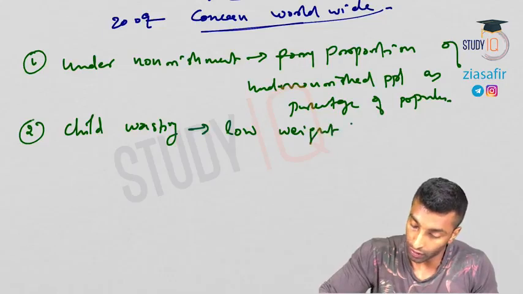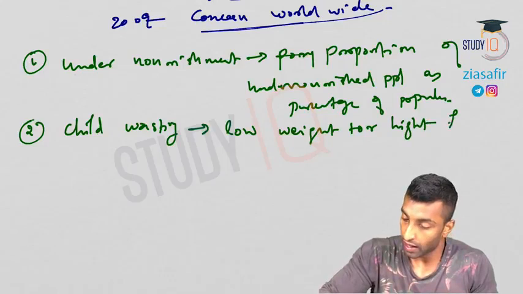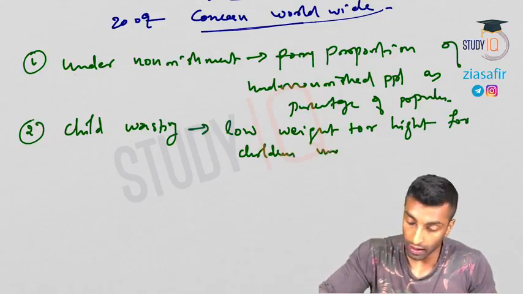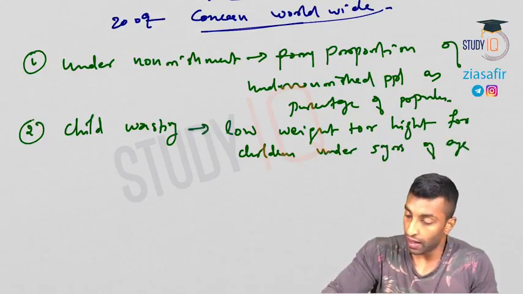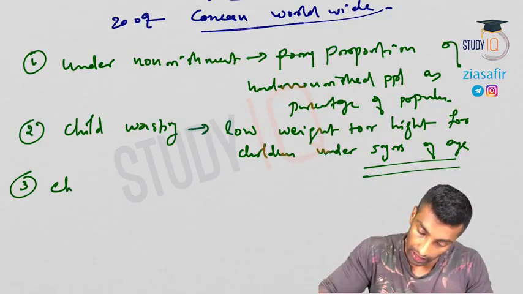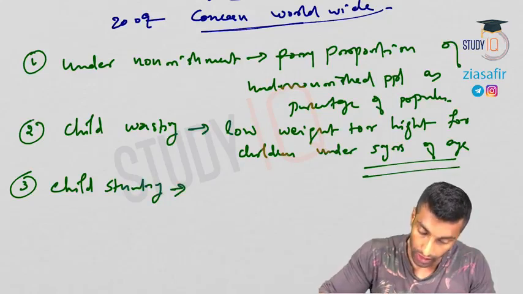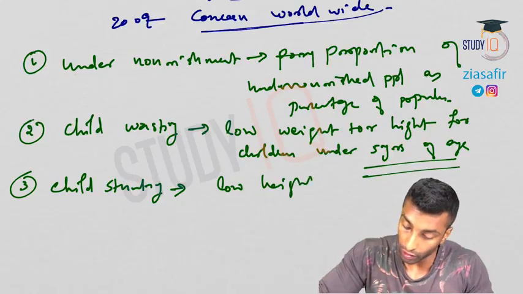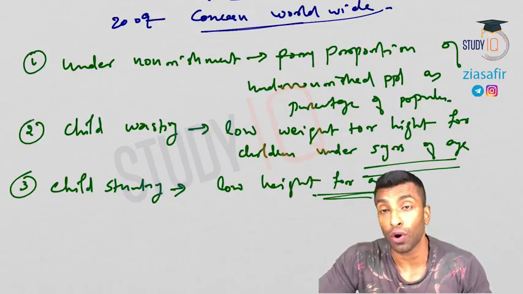Okay, so low weight for height for children under 5 years of age. It reflects acute hunger. Okay. Third one, child stunting. Okay, that means low height for age. Low height for age. That shows chronic hunger.